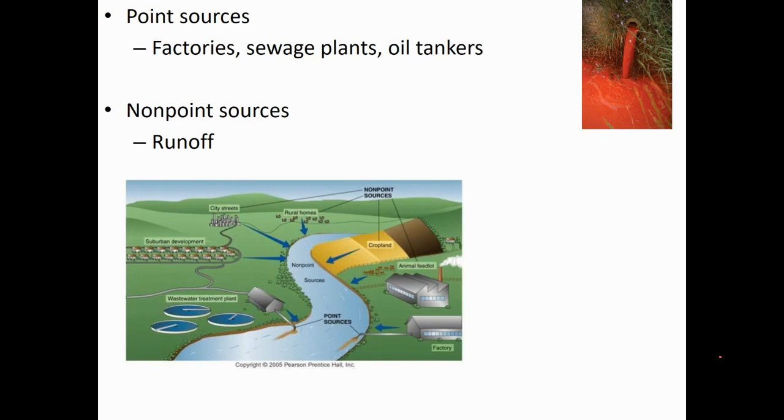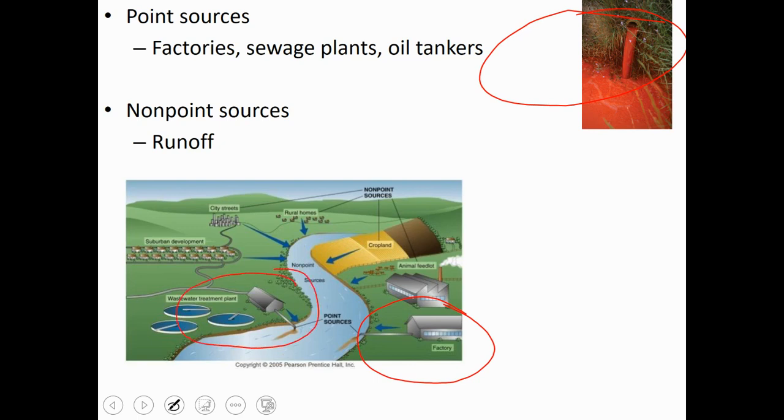Well, there's really two sources. One is called the point source, and one is called the non-point source. So a point source, the best example is that picture right there. Point source means it's coming directly from usually a pipe that is being put into the water stream. So you can see in the bottom chart, you have a factory, you have a sewage treatment plant.